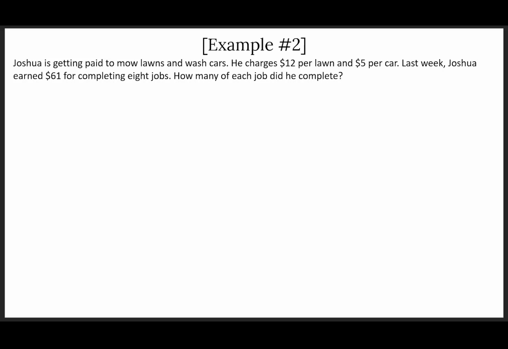Joshua is getting paid to mow lawns and wash cars. He charges $12 per lawn and $5 per car. Last week, Joshua earned $61 for completing 8 jobs. How many of each job did he complete?